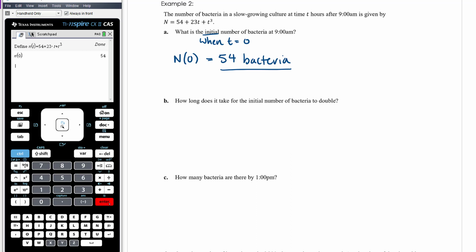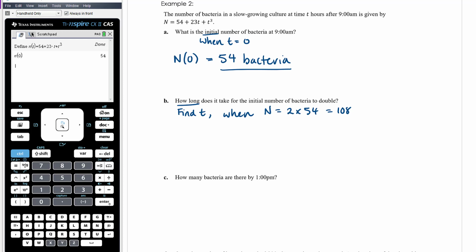How long does it take for the initial number of bacteria to double? So initially we had 54, so therefore what this question is asking us for is how long, so we want to find t when the number of bacteria is 2 times 54. So when the number of bacteria is 108. Okay. Now, I wouldn't expect that you need to write that line out in terms of your solution. I'm just being clear about what we're doing so that when you refer to this, you can see where things came from.